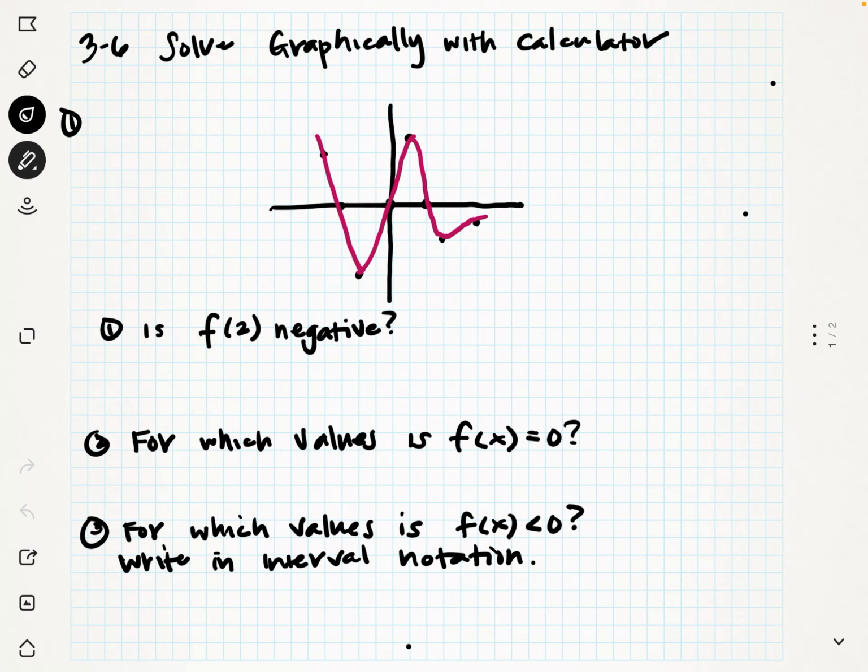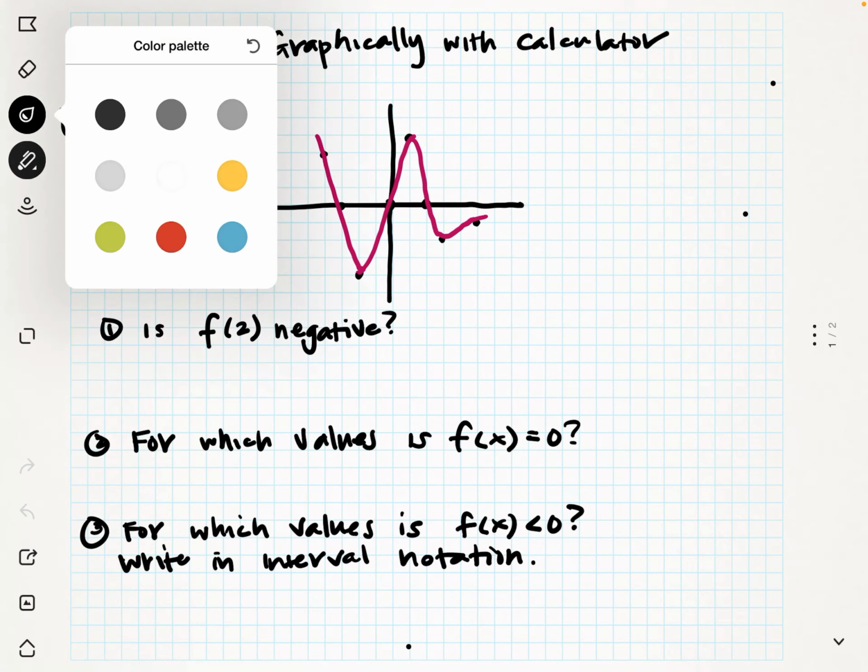So the first stuff is just kind of like algebra view. So we're just looking at the graph and determining the characteristics of it. So notice we have this graph in red or magenta.